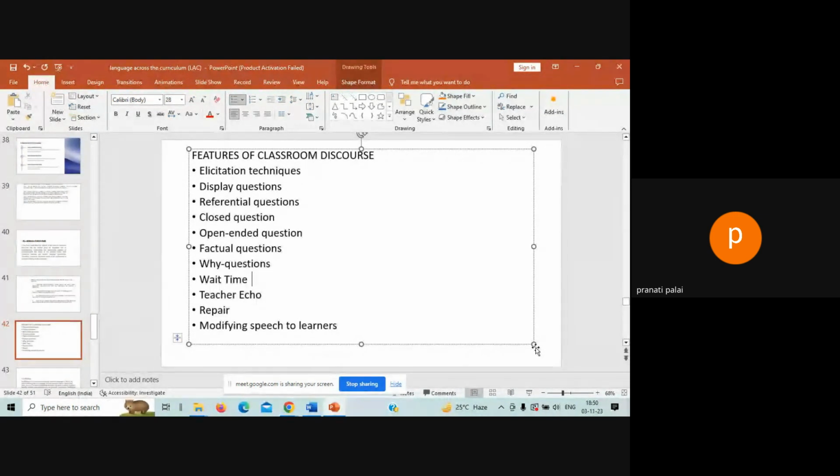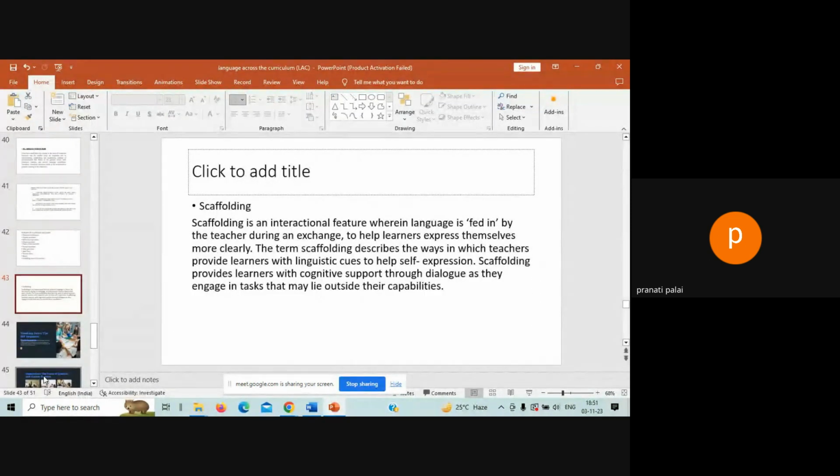Next is your modifying speech to learners. This is also another technique a teacher employs in a classroom discourse. That means modifying the vocabulary, the speaking ability of the learner, where he has to pause, where he has to apply intonation, at which pace he or she has to read the particular text or write a particular sentence. That is the modifying speech to learners. Is it clear?